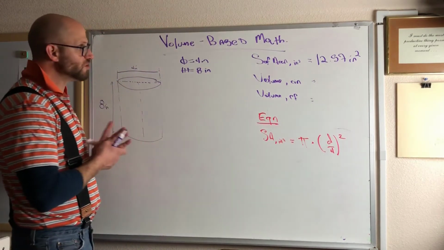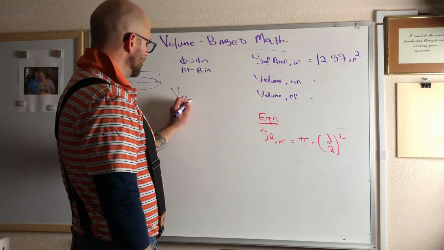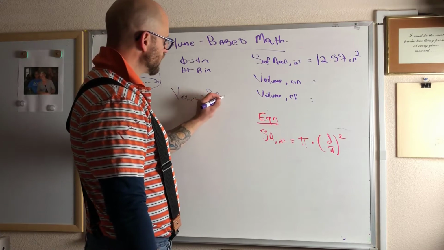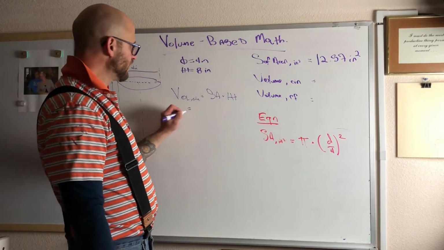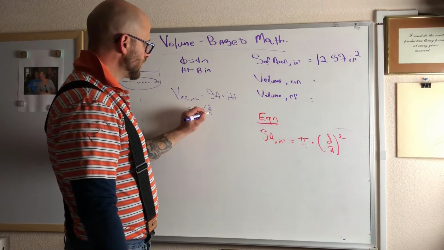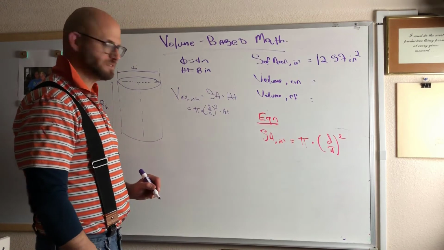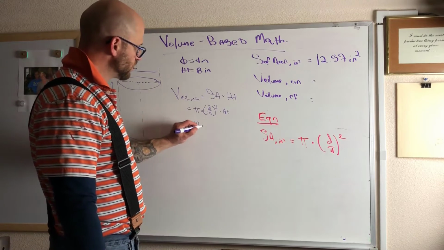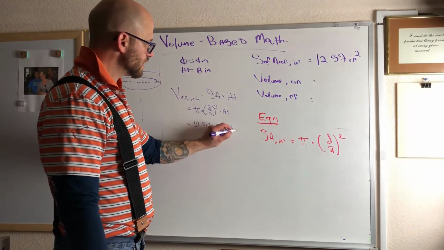Now, my volume is really awesome. My volume in cubic inches is going to equal my surface area times my height. Okay? Now, if I wanted to spell that out or derive that, it's going to be pi times diameter over 4 squared, times my height. Okay? So if I want to throw my numbers in there, I already have my surface area, which was 12.57 inches squared, times 8 inches.